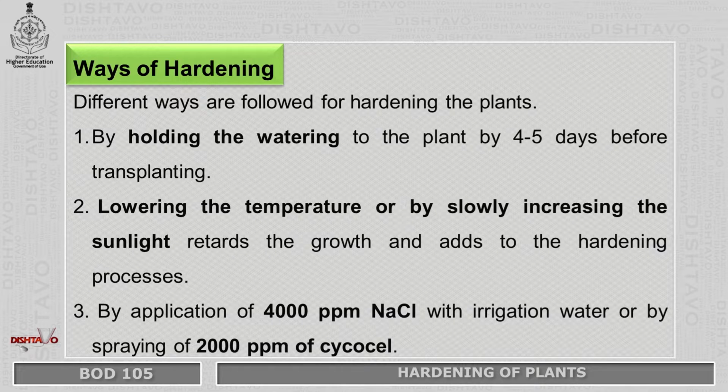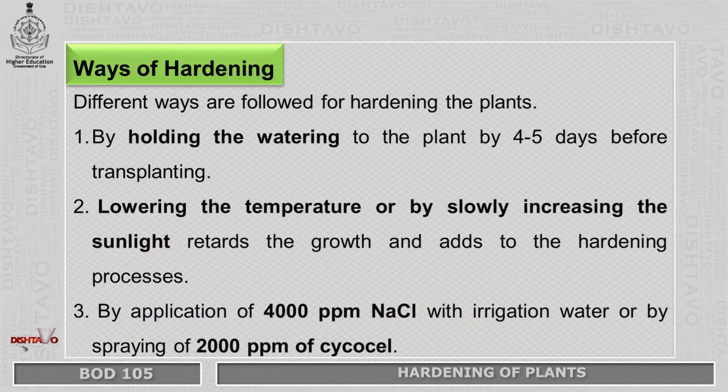Let us learn the ways of hardening. There are different ways which are being followed for hardening the plants. You can harden the plant by holding the water to the plant 4 to 5 days before transplanting. The plants can be also hardened by lowering the temperature or by slowly increasing the sunlight. This will retard the growth and adds to the hardening process.